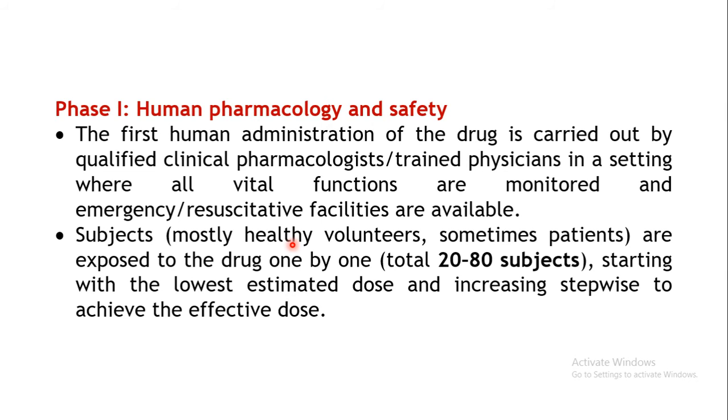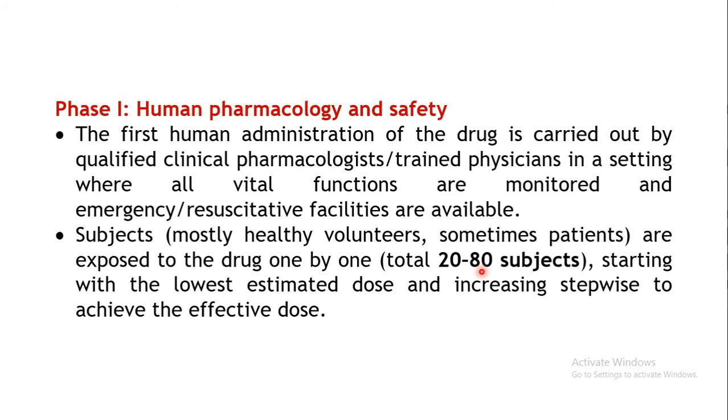This is rarely carried out on patients. So mostly they are healthy individuals who are not suffering from any kind of disease. Even if your drug is supposed to treat, say, diabetes, diabetic patients are not selected here, but the drug is first tested on normal individuals. Usually the number of subjects is also small. Generally it is carried out on 20 to 80 individuals.